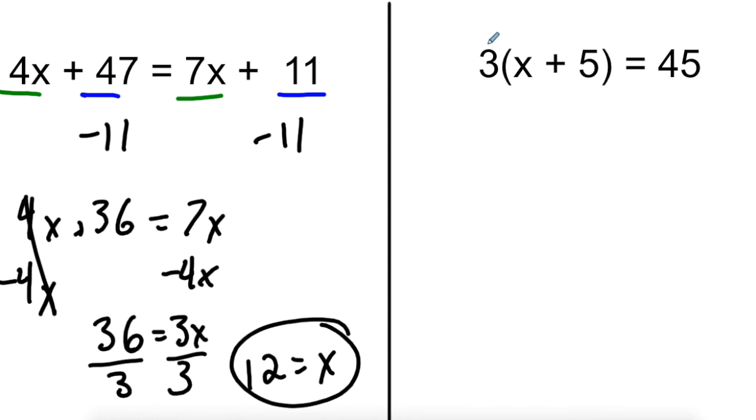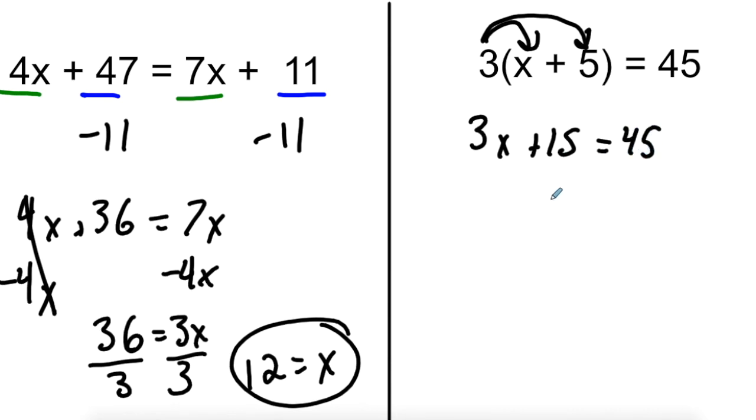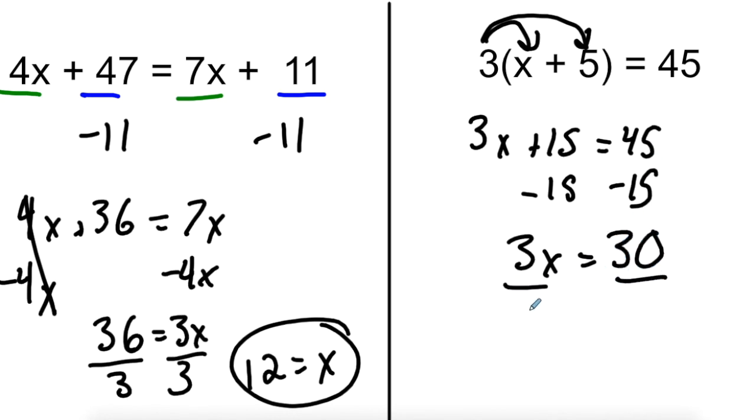Now in this next example we have the distributive property. So what we'll be doing is actually distributing this 3, the outside number, to my other two values of x and 5. So in this case I'm going to have 3x plus 15 equaling 45. And from here I can subtract both sides by 15 in order to get x all by itself. I'll have 3x equaling 30. From there I'll divide both sides by 3 and I'll have x equaling 10.